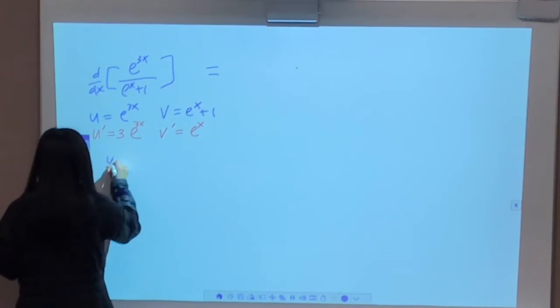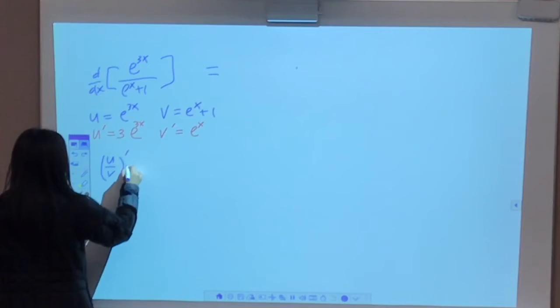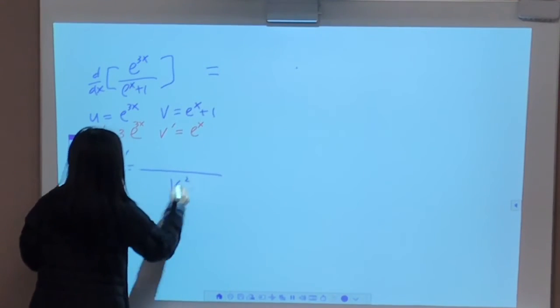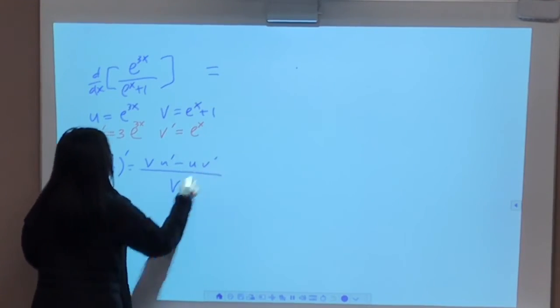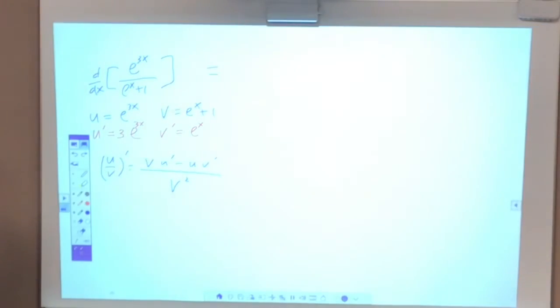All right, what does the quotient rule say? It says the denominator squared, and then v times u prime minus u times v prime. Right? So that's what I'm going to do.